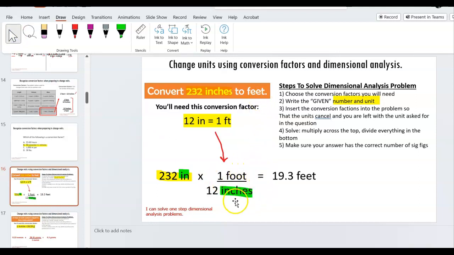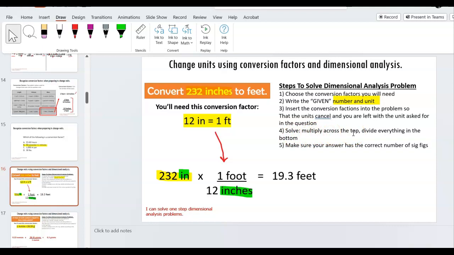If I had this flipped around, I would end up with inches times inches over feet, and my answer would be inches squared per foot, which wouldn't make any sense for what we're trying to do. And so units should always match diagonally so they cancel out. Once you are done dealing with the units, then you could just grab your calculator and solve. So again, that's step 4. Multiply anything that appears in the top and divide anything that appears in the bottom.